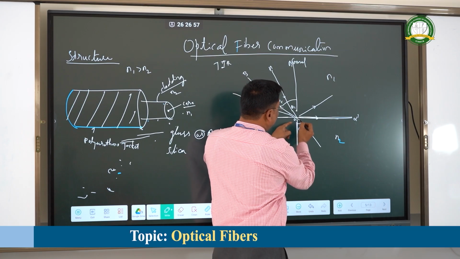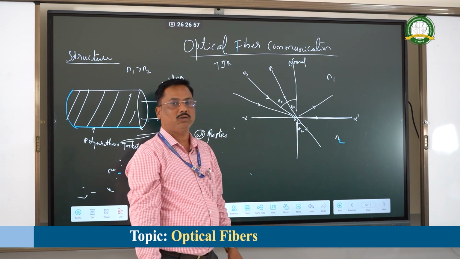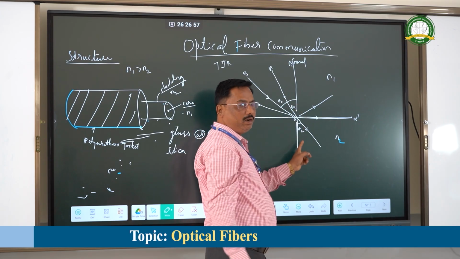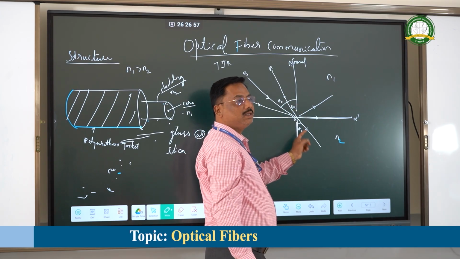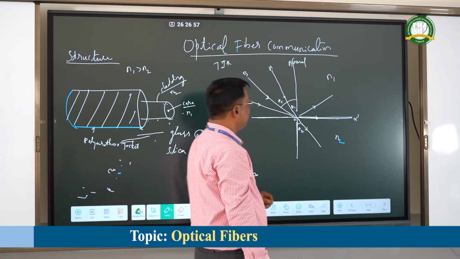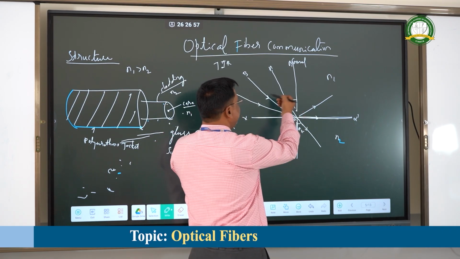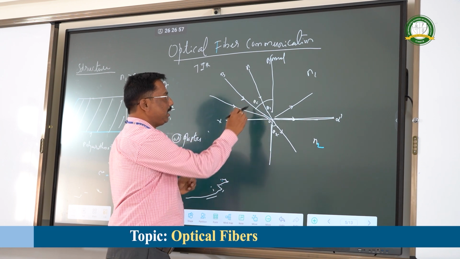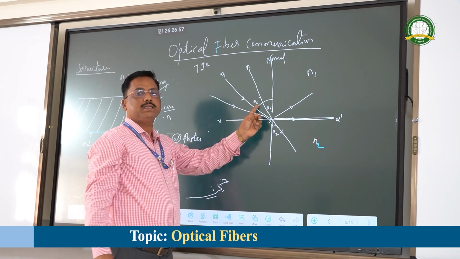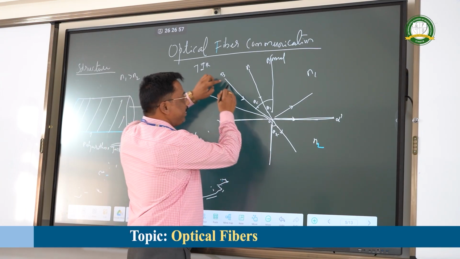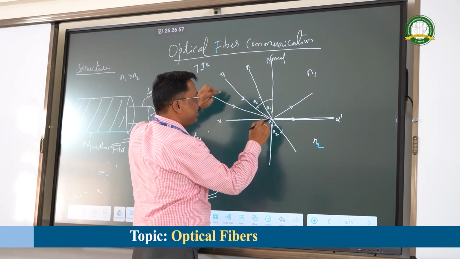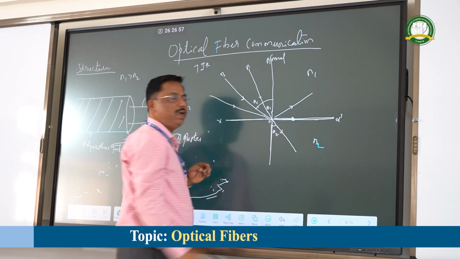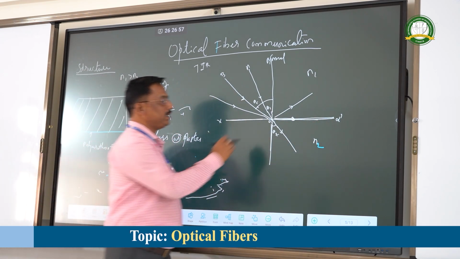It is refracted into the other medium. This incident angle is called θ1, and the refracted angle is called θ2. Now you further increase the incident angle. Now it is called θc. When the ray is incident with the incident angle θc, it grazes the interface between the core and cladding.